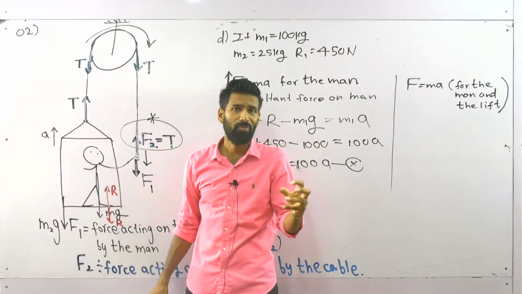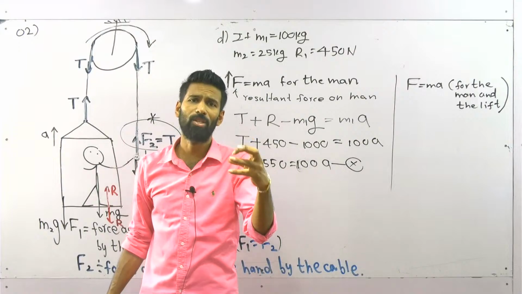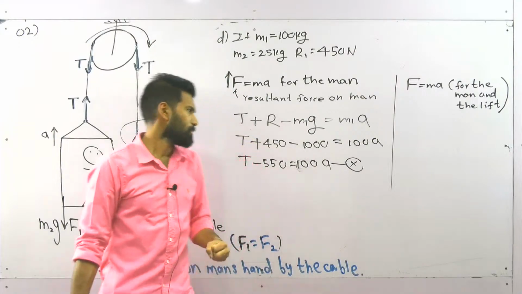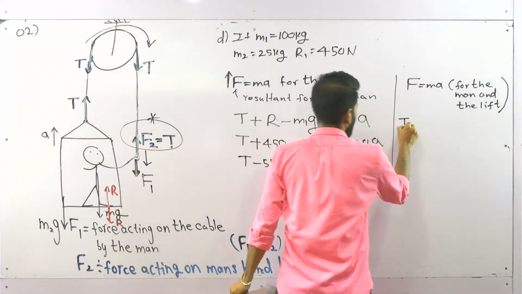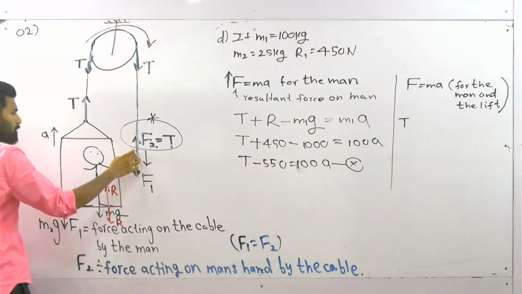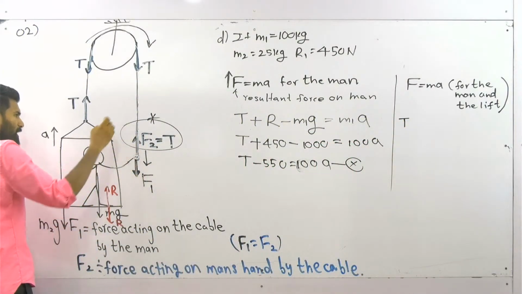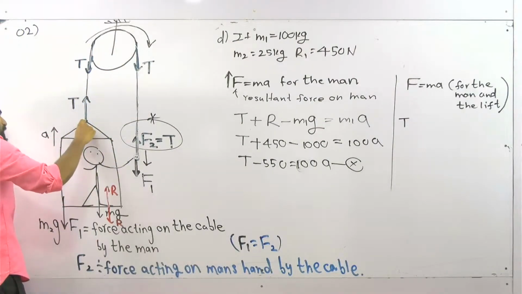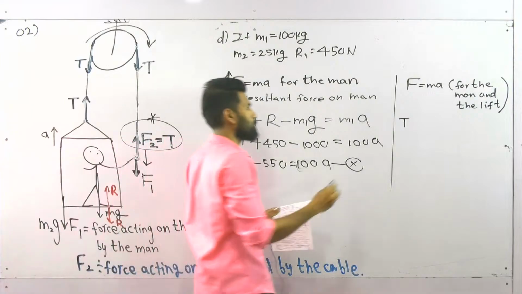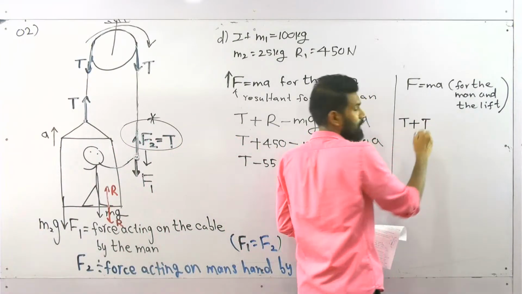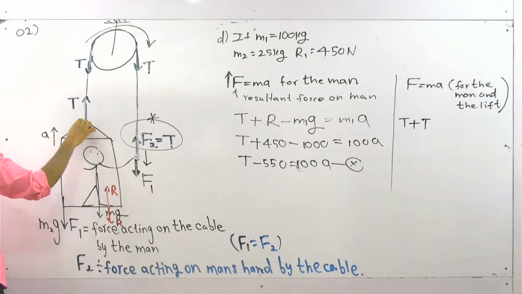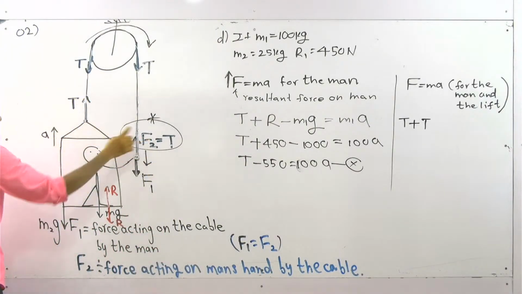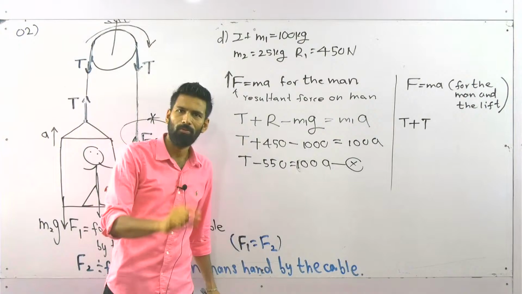Now I am applying F equals MA on both man and cage together. There's an upward force acting on the man's hand, it's a tension T. Again, from the other side, there's a tension acting upward on the roof of the cage. It's also T. So when you consider both of them, there are two T's: one on the man's hand, the other on the roof of the cage.